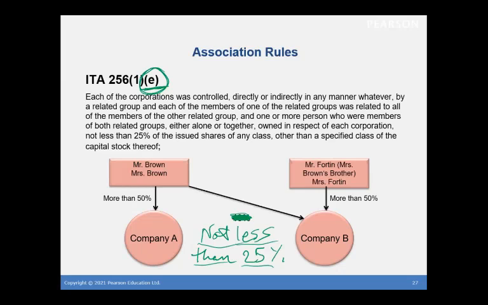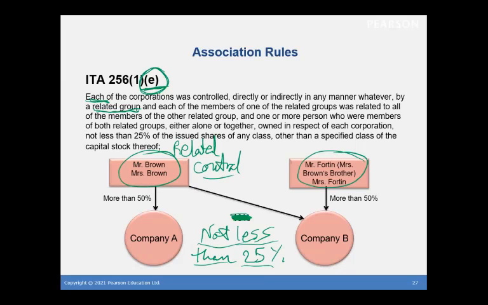So in paragraph E here, we have each of the corporations controlled directly or indirectly in any manner by a related group. So that's a related group, and that's a related group. Mr. and Mrs. Brown are related to each other, and they own shares together in Company A. That makes them related, and they also own more than 50% together, so they have control.